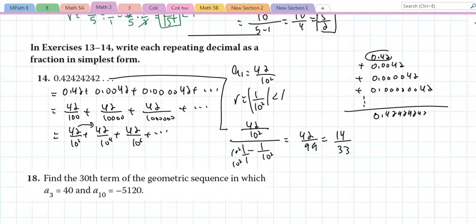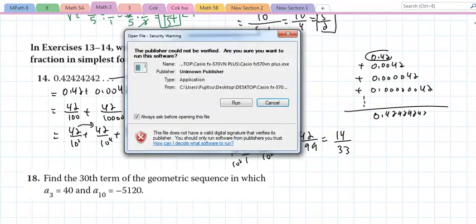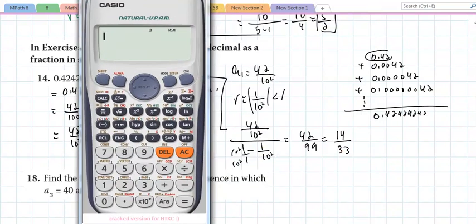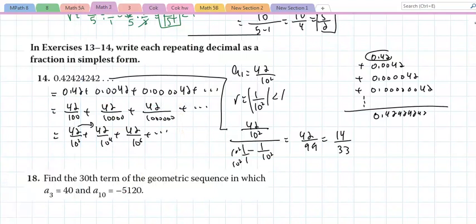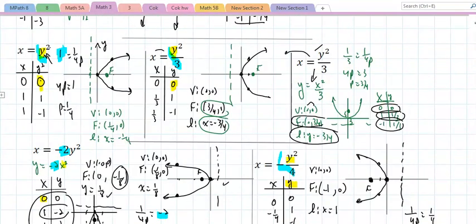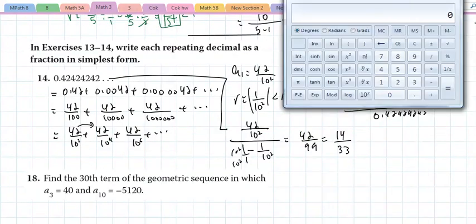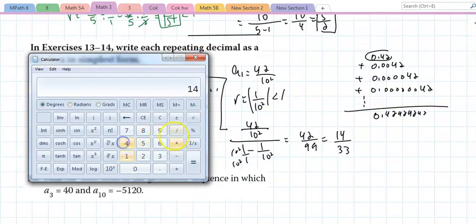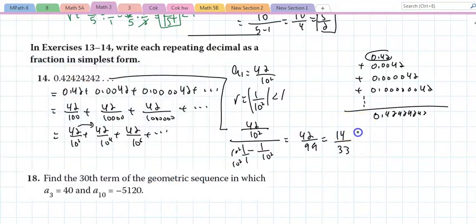And if I get my calculator out, and if I take 14 divided by 33, that means 0.42424242. I could show you that better with this calculator, if I take 14 and I divide that by 33, and there it is. Cool trick, don't you think?